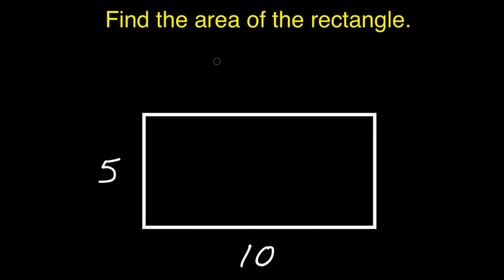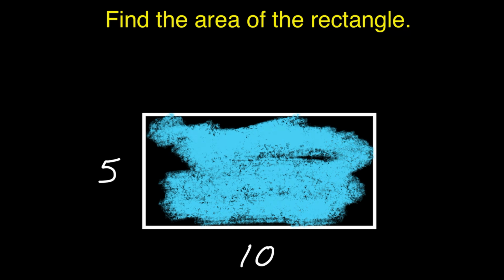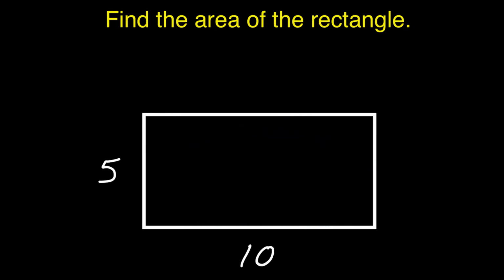We are told to find the area of the rectangle. Now, what's the area? The area is all that space inside of a shape that we're trying to find. And we have a formula for that to solve this. We say area, the area, or all that space inside, equals the base times the height.